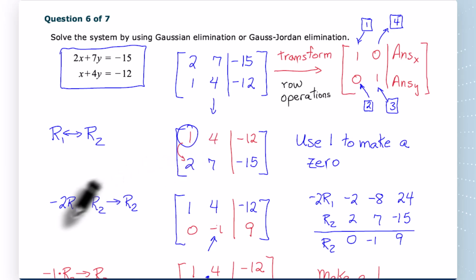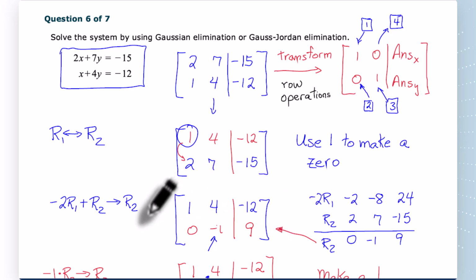All right, so I'm going to take -2 times row 1, add it to row 2, and I'm going to make a new row 2. So let's see, minus 2 times the whole row. Minus 2, minus 8, and a minus 2 times this minus 12 is 24. I'm going to add that to row 2. All right, so here's row 2. Add them up, and I get 0, I get a minus 1, and I get a 9. And that's my new row 2.